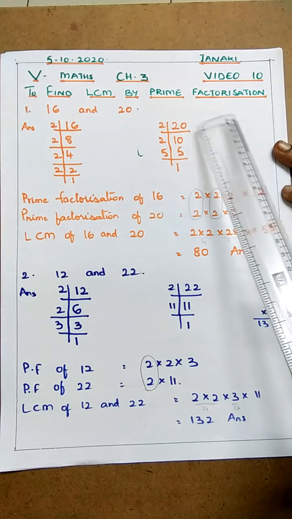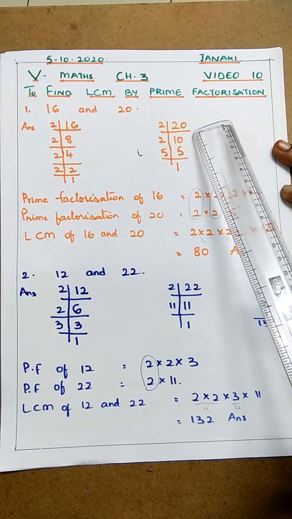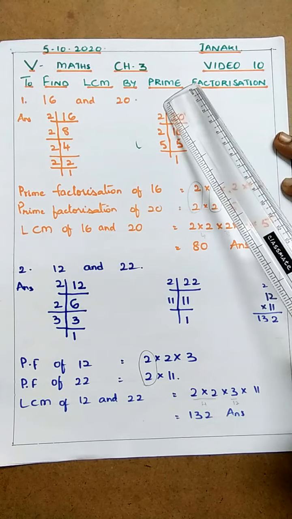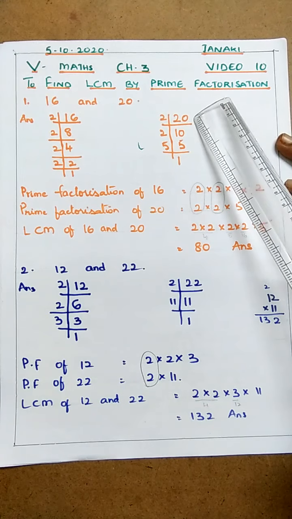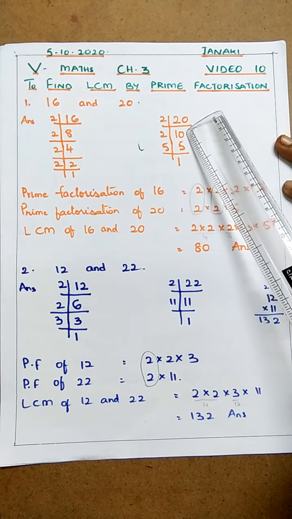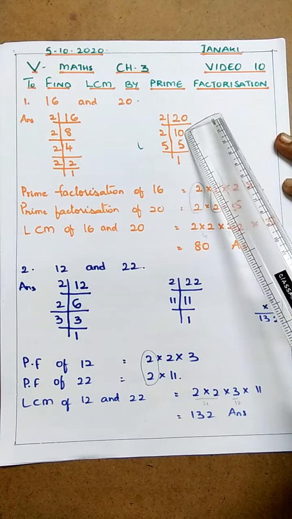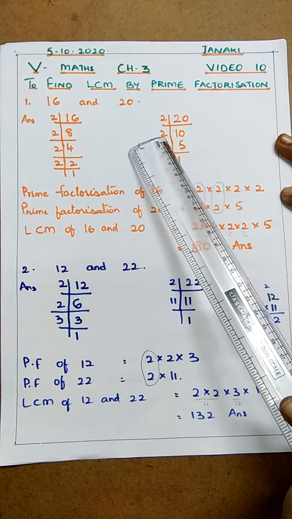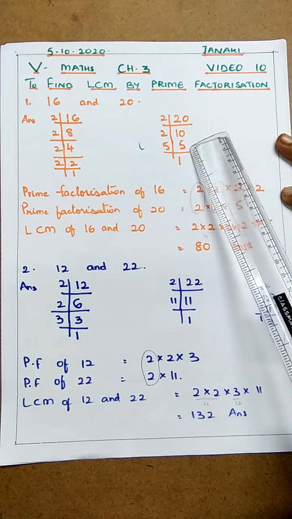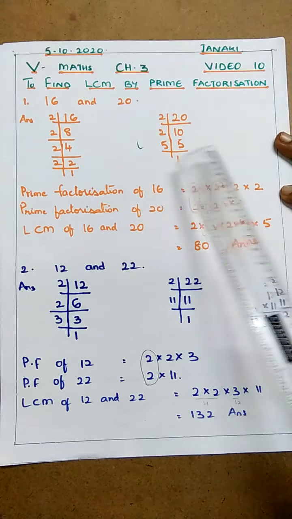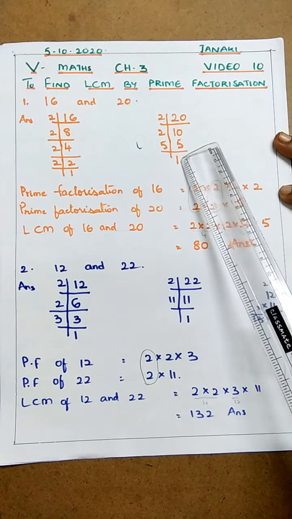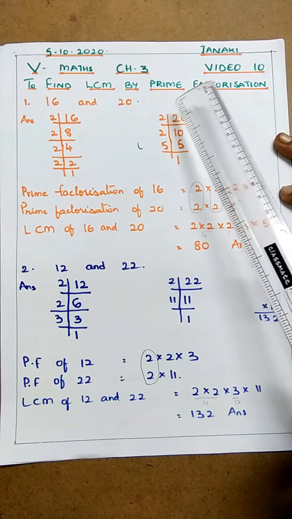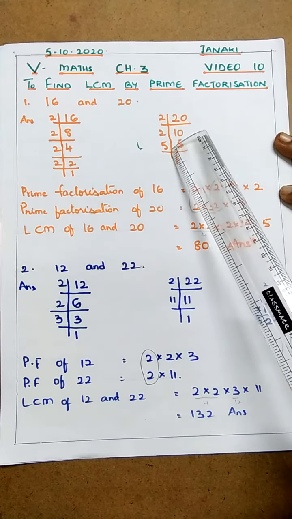Now let us take the prime factorization of 20. So it's an even number. First let us divide it by 2. 2 tens are 20. Thus 10 is the quotient. Now again 10 is divisible by 2. Let us divide by 2. You get 5 as the quotient. And 5 divided by 5 will give you 1. So prime factorization of 20 is 2 into 2 into 5.